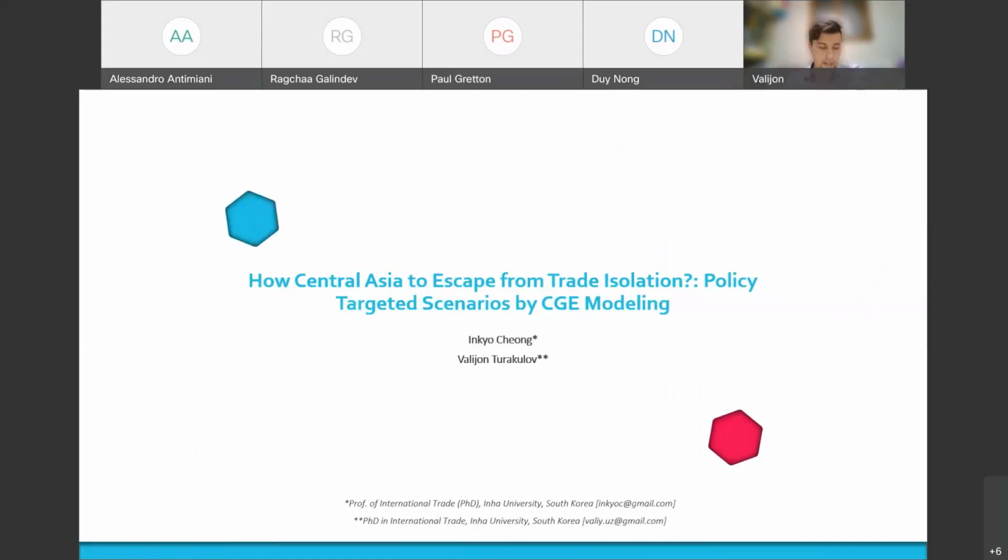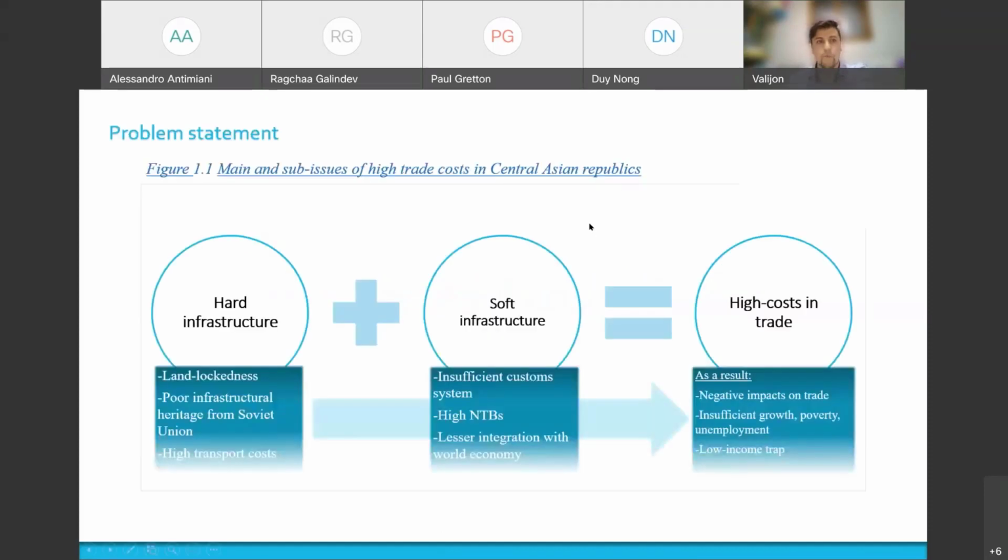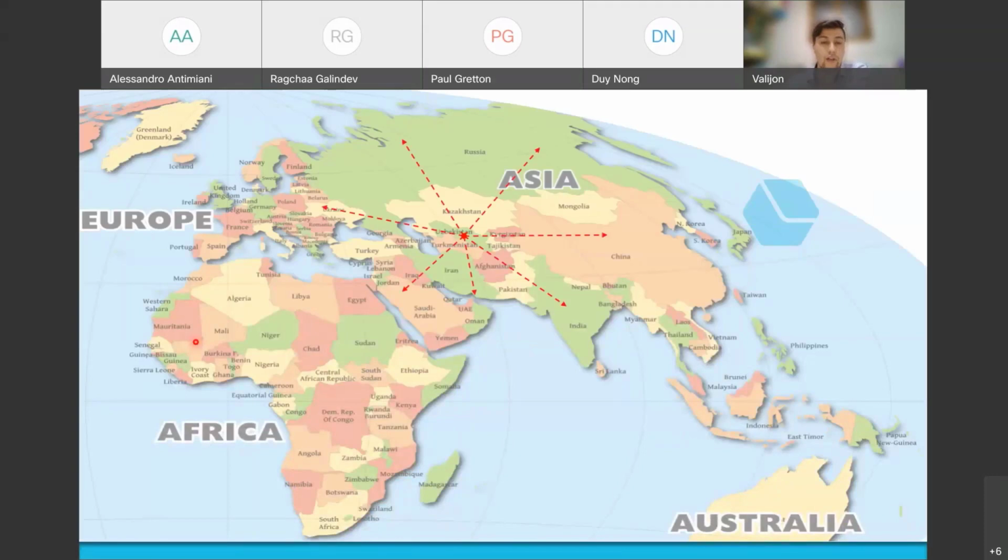Okay, yeah. As you said, my presentation is about the high trade costs in Central Asia and how to reduce that trade cost by using targeted scenarios in CGE modeling. The research has been done with my professor Kyo Chung and me. Our literature review shows that high trade costs in Central Asia are mainly because of two things: hard infrastructure and soft infrastructure. The hard infrastructure is mainly related to the landlockedness of the Central Asian region. You can see here that Central Asia is landlocked, and especially Uzbekistan is a double landlocked country, which has to cross at least two countries to reach a seaport. So that is very bad fortune, and it increases the cost of trade in Central Asia.